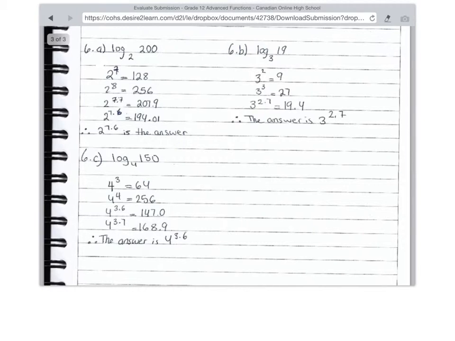And question 6, you did a great job. That's a great way to estimate and narrow down to one decimal place what the exponent might be without using a calculator. So good work there.